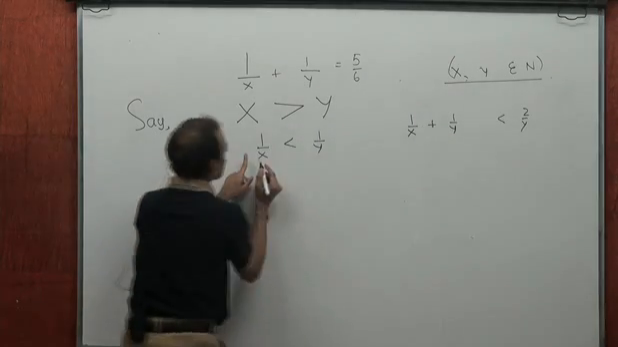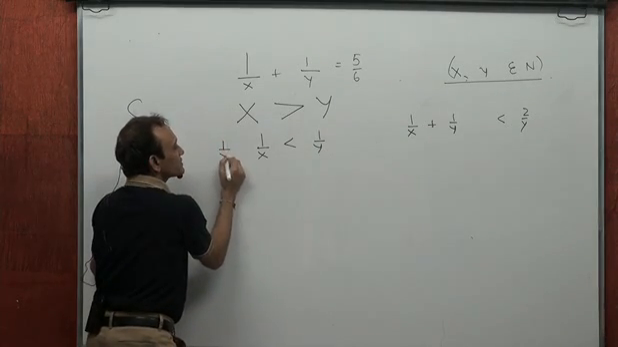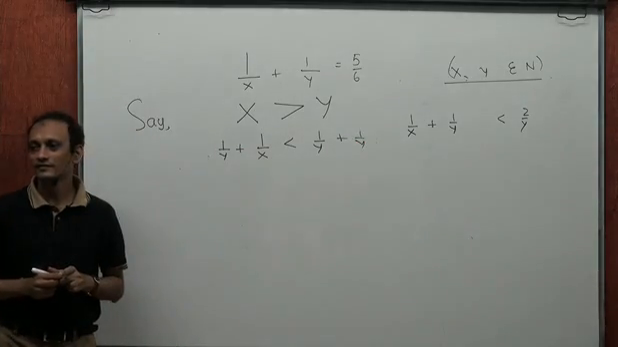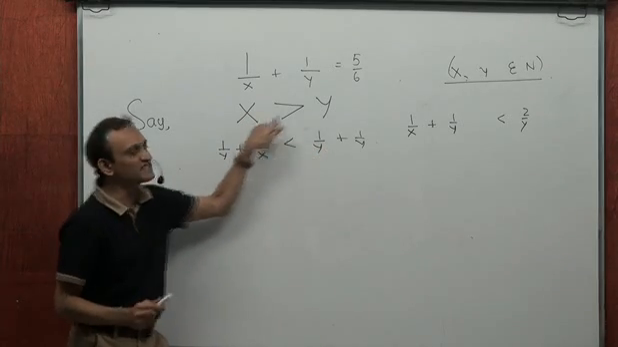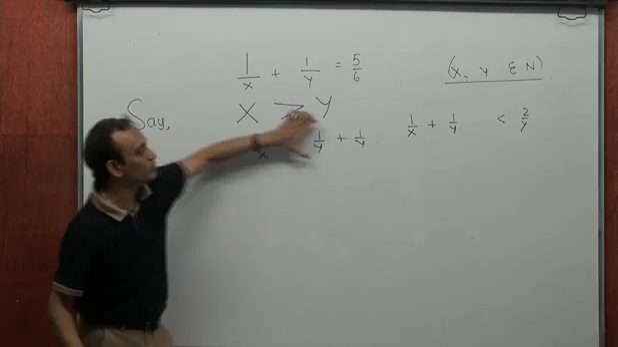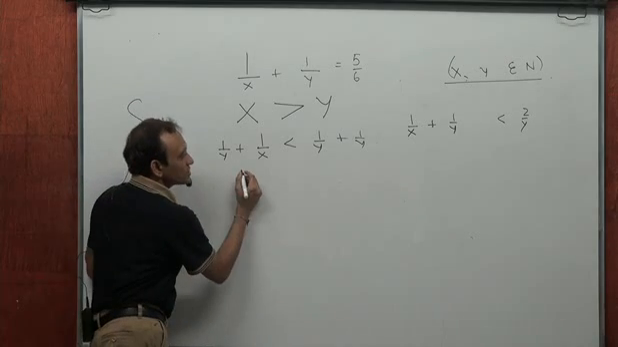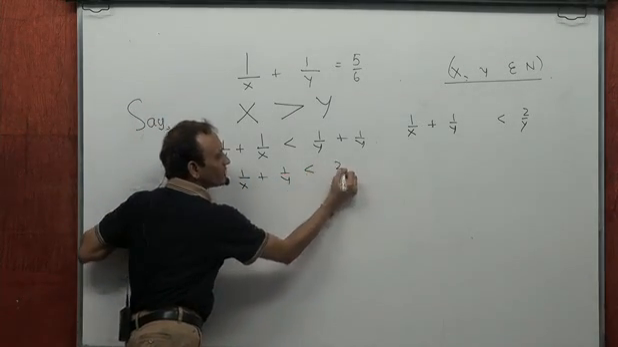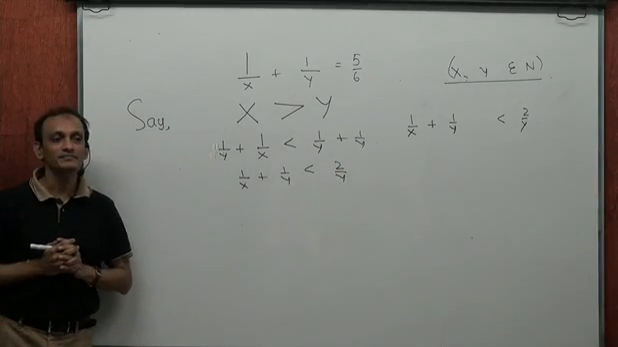See, the way you can look at it is, okay, 1 by x is less than 1 by y, because x is greater than y. Add 1 by y to both sides. So does it not give me 1 by x plus 1 by y is less than 2 by y? Can I say this? Tell me.